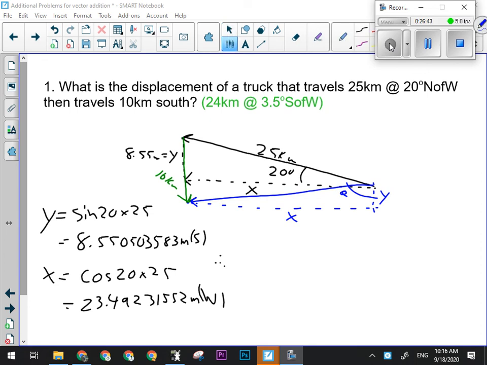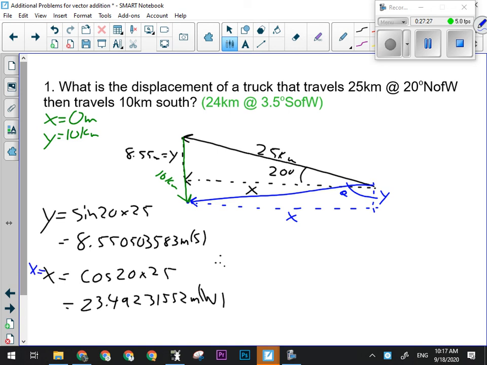My next step is that I need to find the green vector's x and y components, which are ridiculously easy. It goes due south, so x is 0 and y is 10 kilometers. All it does is go straight south, so it doesn't have a triangle to do any calculating with. Since this vector goes due south, black x and blue x are the same. I only go west in the first vector. I don't go east or west again. So blue x equals black x here, and that equals 23.492.